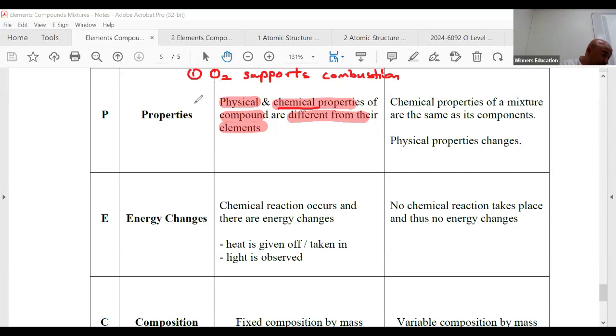So this is the element. What can I say about a compound that's made of oxygen? Say water. Water is a compound made from oxygen. O2 and H2 give you H2O. It does not support combustion. So once again, they are different in terms of chemical property.